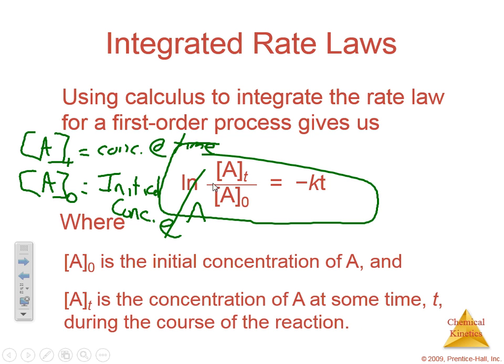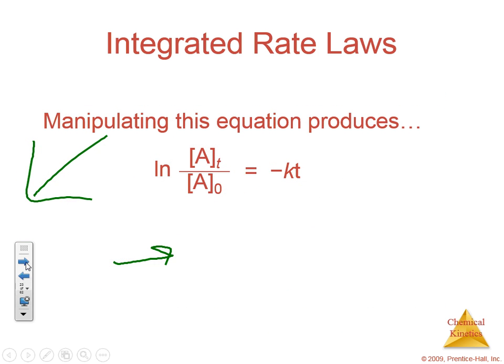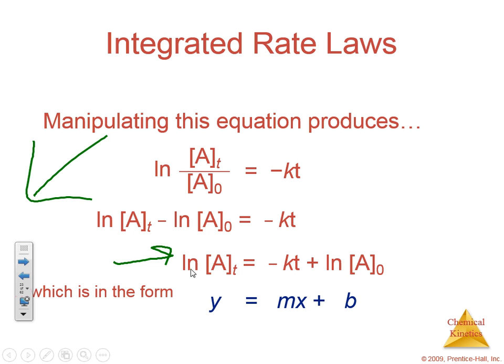So this is our integrated law: the natural log of At over A0 is equal to negative k times t. We can take this equation and manipulate it into this: the natural log of At is equal to negative kt plus the natural log of A0, which in one form or another represents y equals mx plus b.